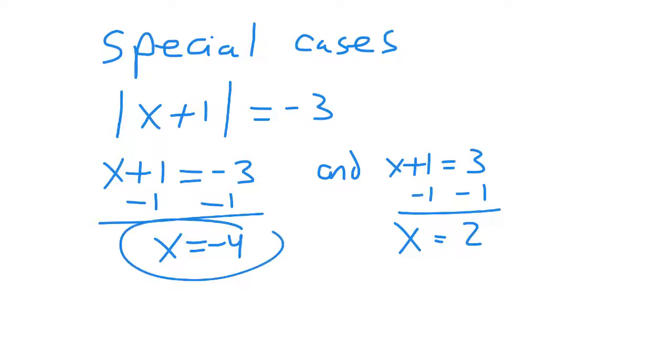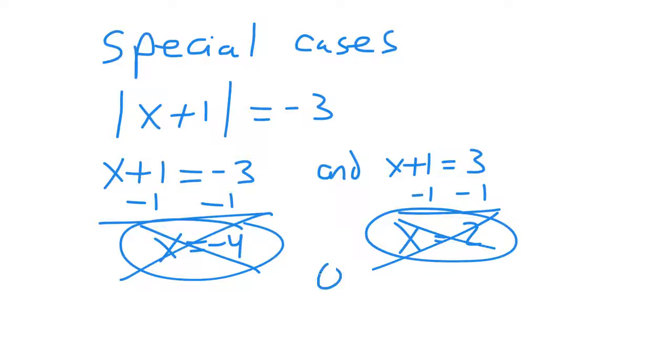So if you were in a hurry here and didn't think it was important to check your work, you'd think the answers were negative 4 and 2. But if you do check your work, you find out that isn't the case. Because negative 4 plus 1 is negative 3, the absolute value of negative 3 is positive 3, and positive 3 does not equal negative 3, so this is not a solution. The other one here, positive 2, let's check it. 2 plus 1 is 3, the absolute value of 3 is 3, not negative 3, and this one too fails the check, so there are no solutions.